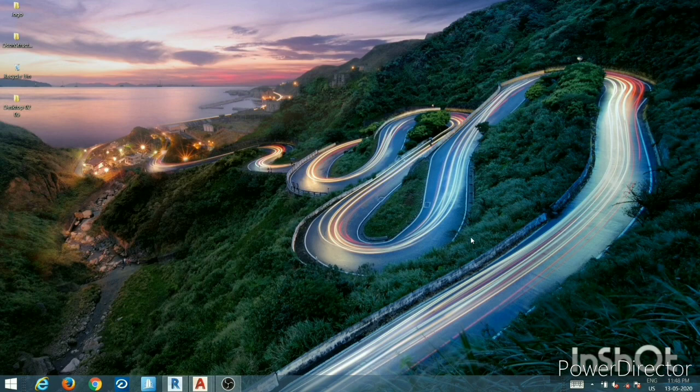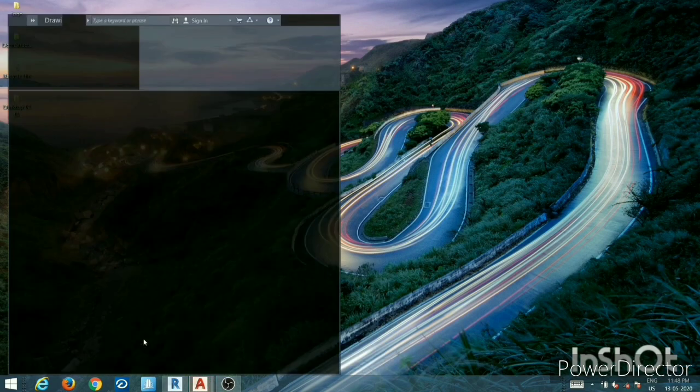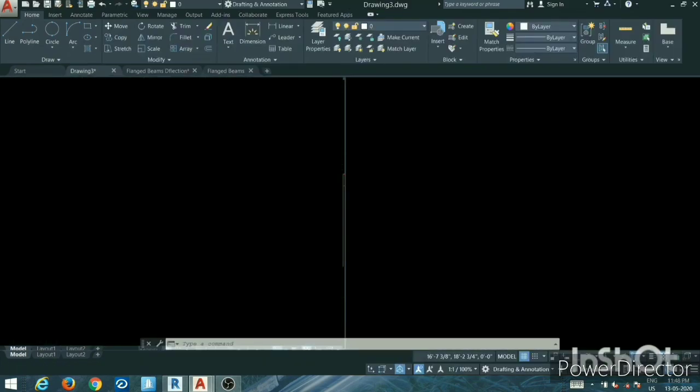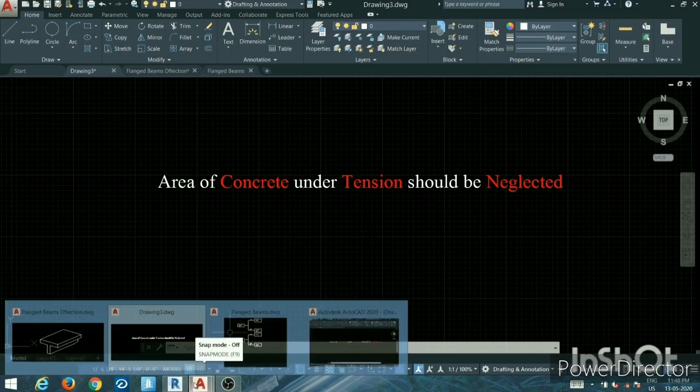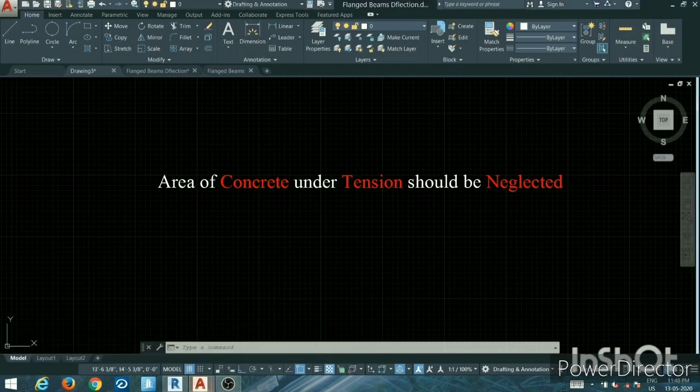Before starting the actual concept, the basic principle that we should know is this one: the area of concrete under tension should be neglected. I know this is the simplest form of the sentence, but this is the only line which will decide which type of section is to be adopted at what position of the portal frame. So remember this sentence. We will see the application of this principle in upcoming time. Once you have done that, let's jump to the concept.